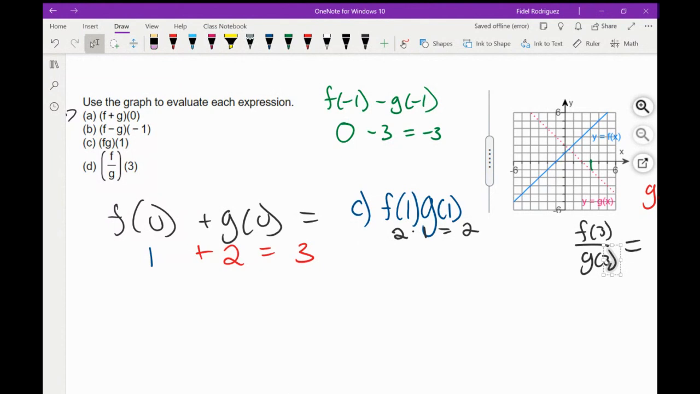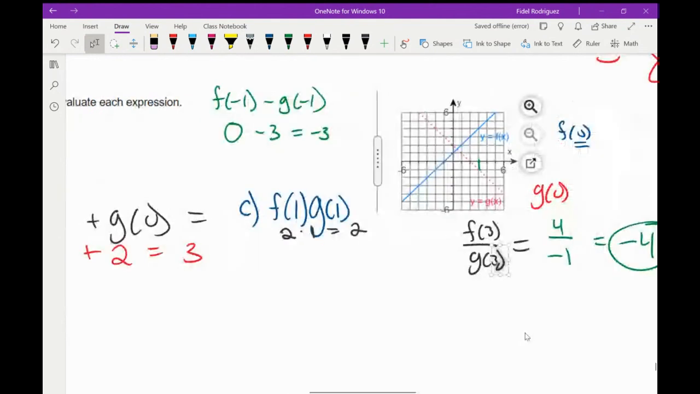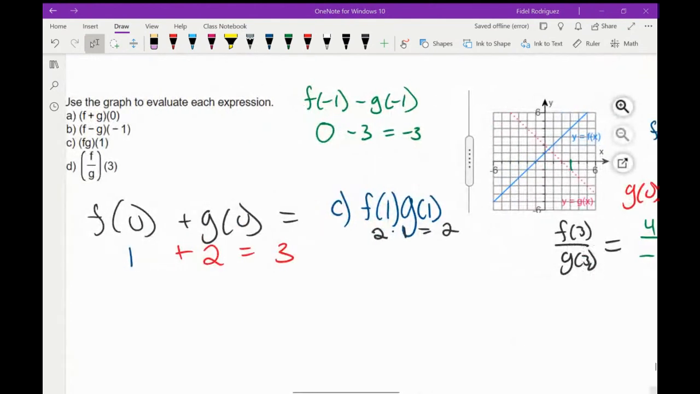No, it's okay. Okay, for the third one, we came up with 2. So we're going to put 2 right here. And then for the last one, what did we get for the last one? We came up with -4, right? So here we go, -4.